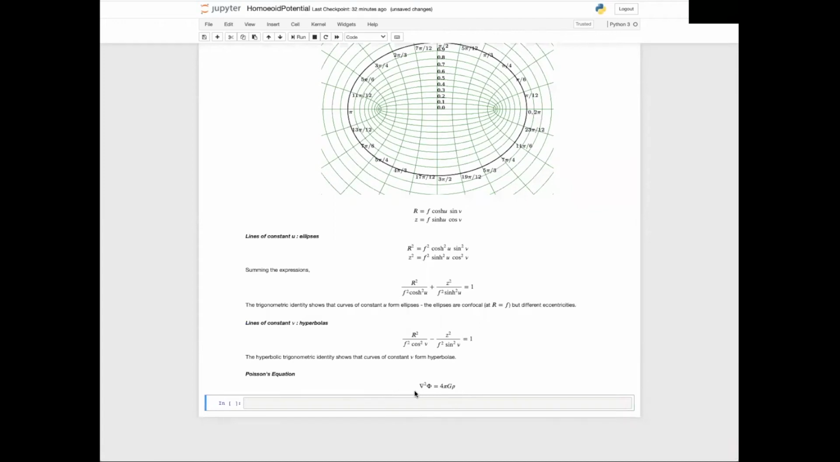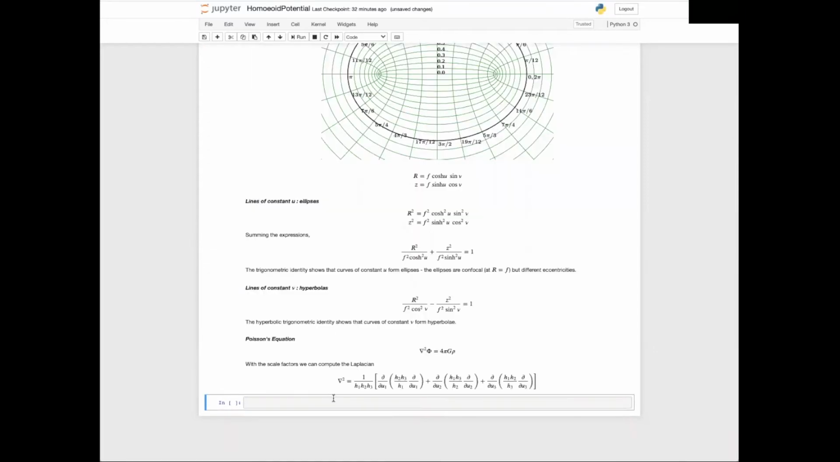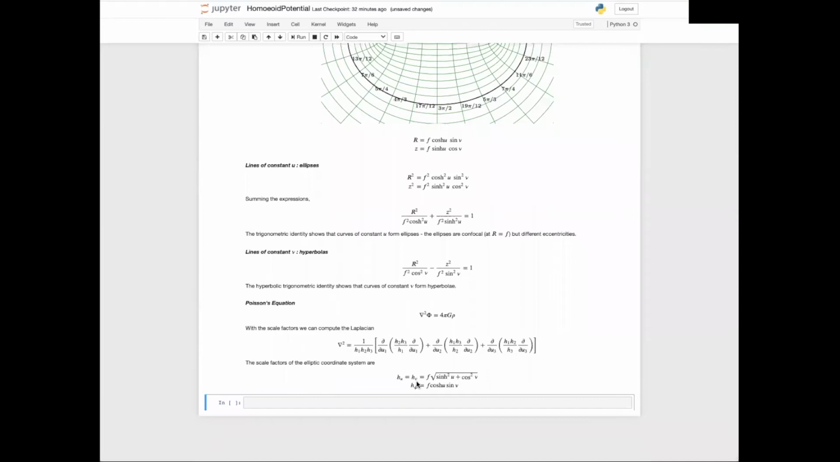Now, we want to solve Poisson's equation in this coordinate system. For that, we can go to the definition of the Laplacian in terms of the scale factors of a coordinate system. And the scale factors of the elliptic coordinate system are given by h_u and h_nu. They are the same, given by this expression. And phi, the direction of symmetry, is given by this other expression. Of course, I'm not going to compute this by hand.